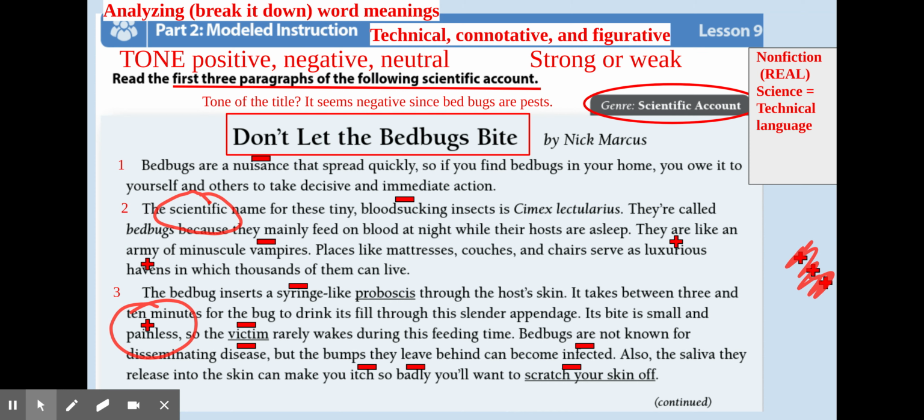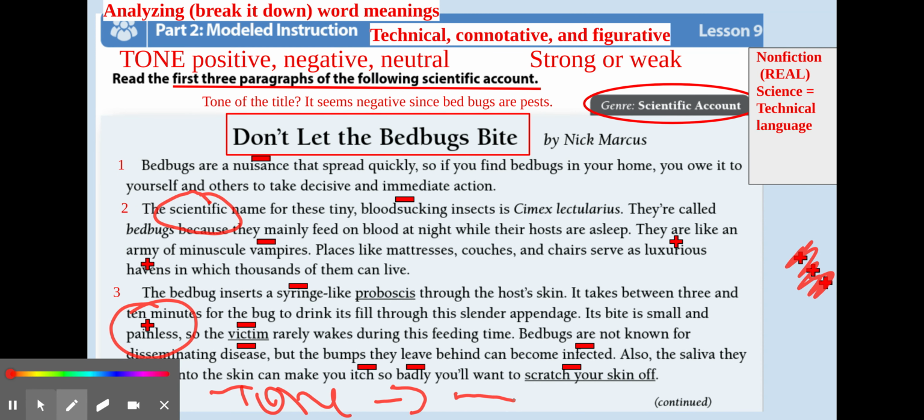Okay. Now, what is your overall tone of this? Your overall tone of what we just read, what does the author think about bed bugs? Positive, negative, or neutral? That is right. It is very negative. It's got a very negative tone for bed bugs. It doesn't seem like it's something you want to have around. So let's go to our next one.